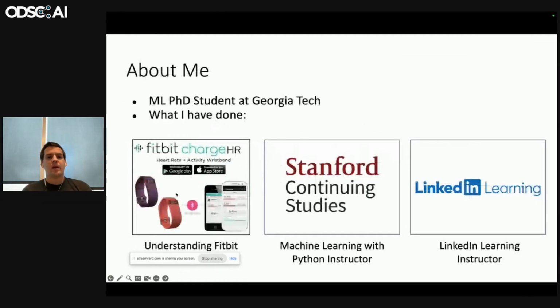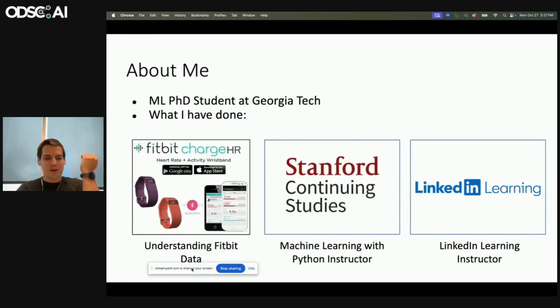So about me, I'm a machine learning PhD student at the Georgia Institute of Technology. As far as my background, I used to work on understanding wearable data, so long-term trends in sleep, heart rate, and activity. Before that, and even during that, I worked as a machine learning instructor at Stanford Continuing Studies and UCSD Extension. I've had LinkedIn Learning courses for years now. These days, as a grad student, I previously worked at Anyscale, Intel, and a couple other places. And so I'm very passionate about this data science and machine learning landscape.